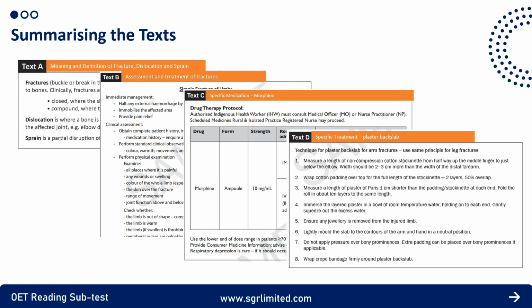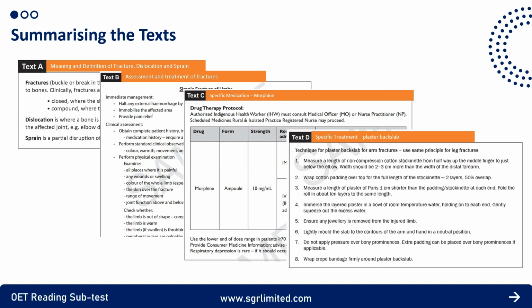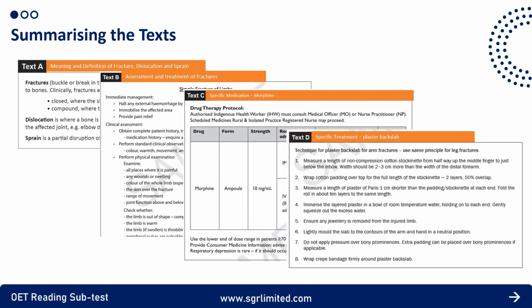Each text discusses a specific knowledge about fracture. Text A gives meaning and definition. Text B is all about assessment and management of fractures. Text C is how to treat fractures with morphine. And finally, in D, it's all about applying a plaster backslab to a fractured limb.